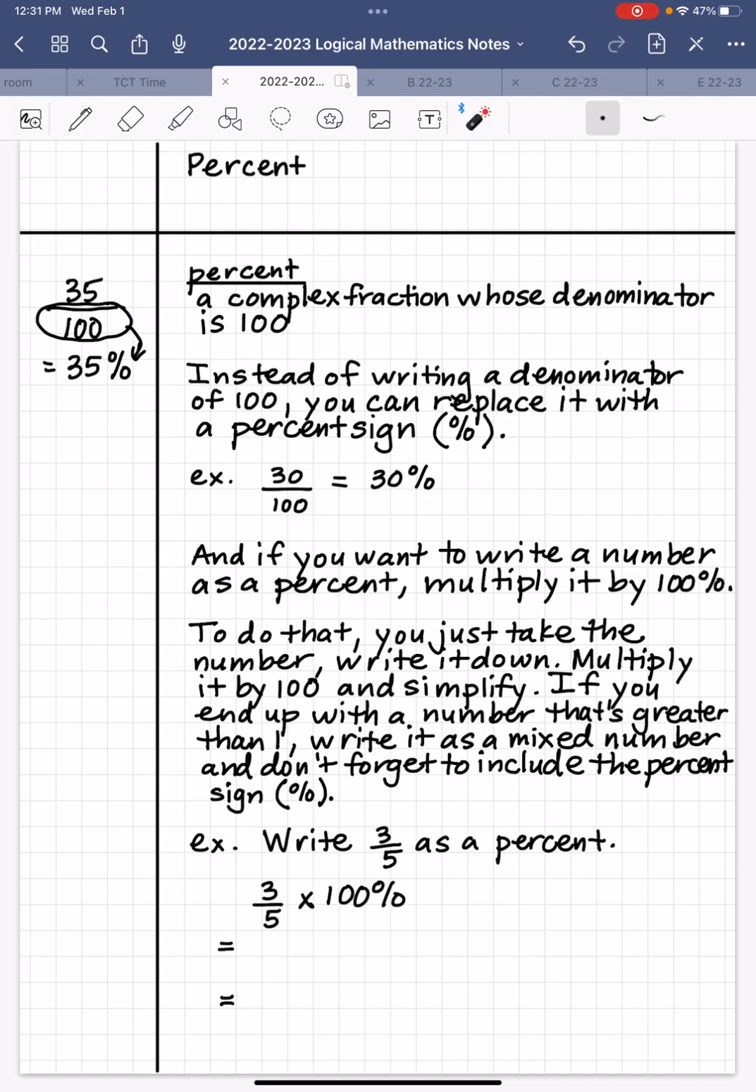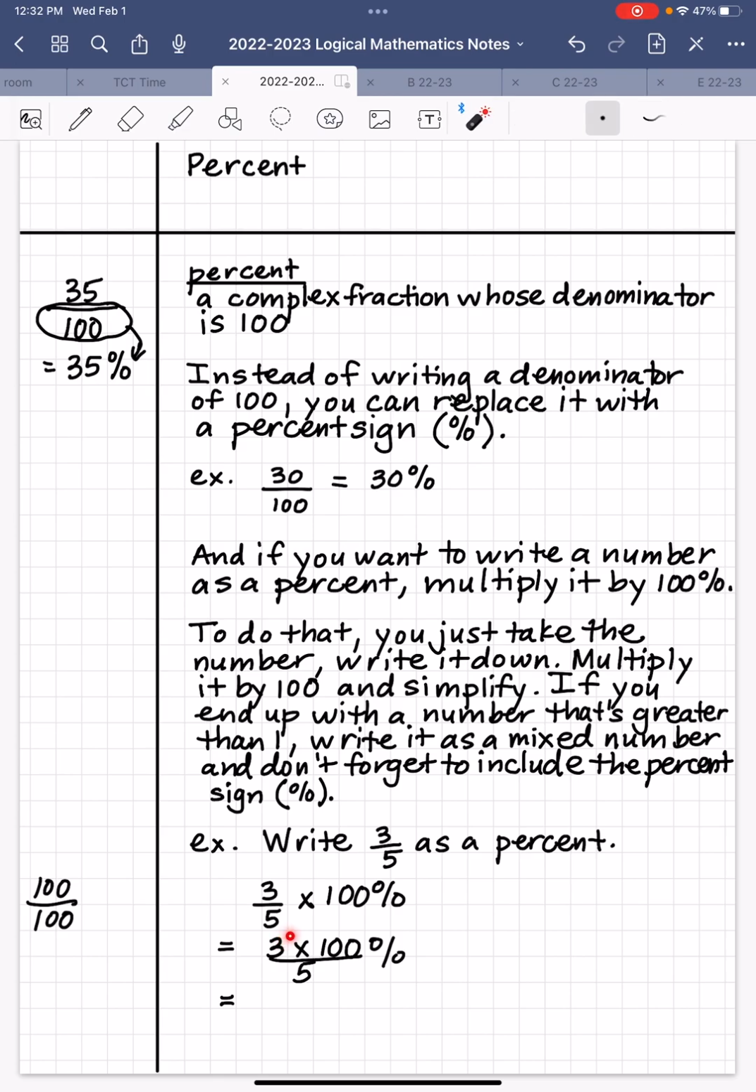And 100% is really 100 hundredths. So I'm really multiplying this number by 1. So it's really equivalent to what it is originally. It's just written in a different form, okay? So I'm going to take this number, write it down, then I multiply it by 100. So I notice that I'm multiplying fractions now. How do I multiply fractions? Use the product formula. 3 times 100 all over 5, and the denominator of 100 is 1, but you can just omit writing that. And don't forget to include the percent sign, okay?